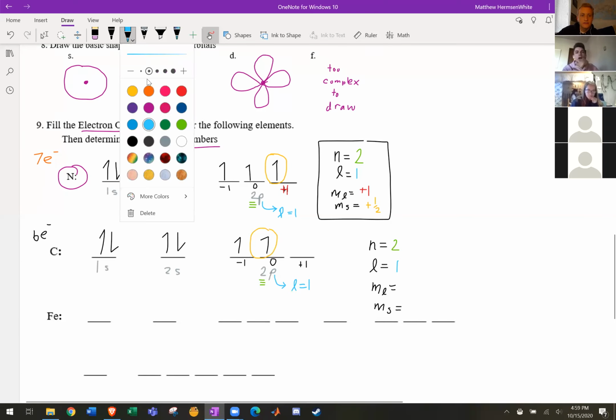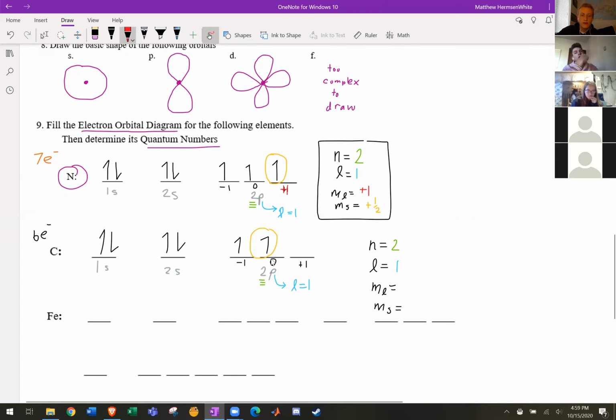The ML, this is the quote unquote room number or box number. So because this is in the middle box or the 0 box, the ML is 0. And then lastly, for MS, the arrow is facing upwards. So since the last arrow is facing upwards, it's +1/2. So there is carbon.